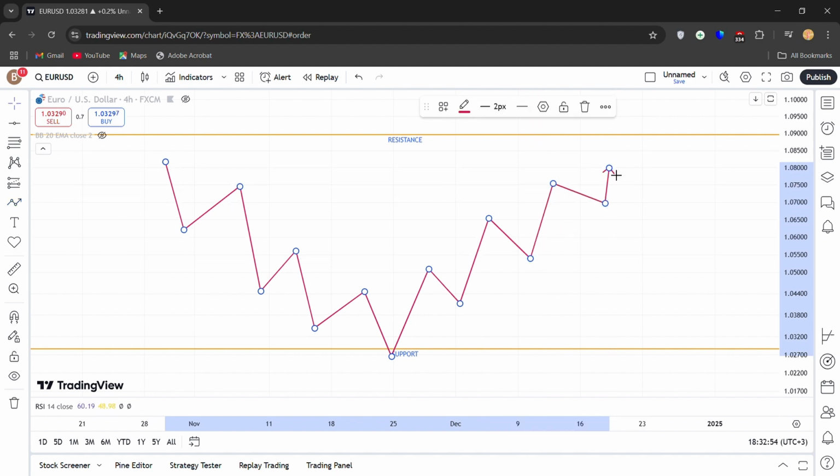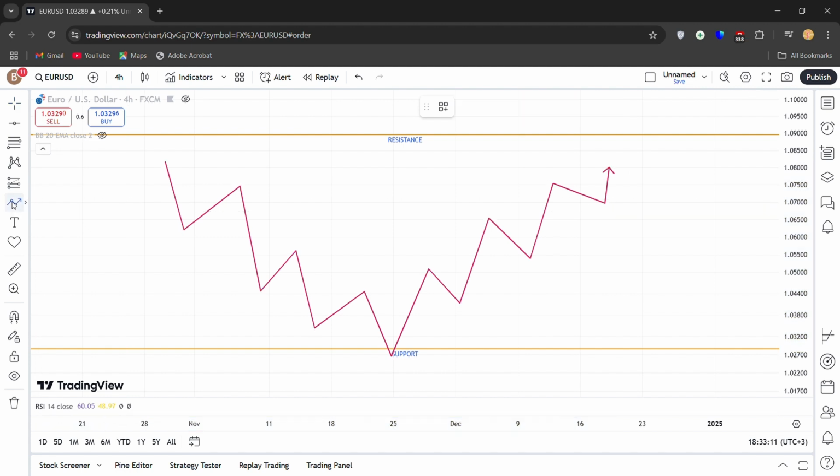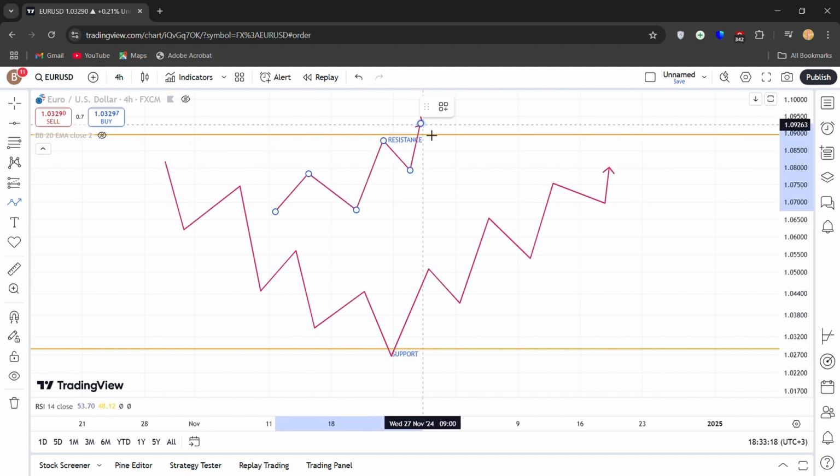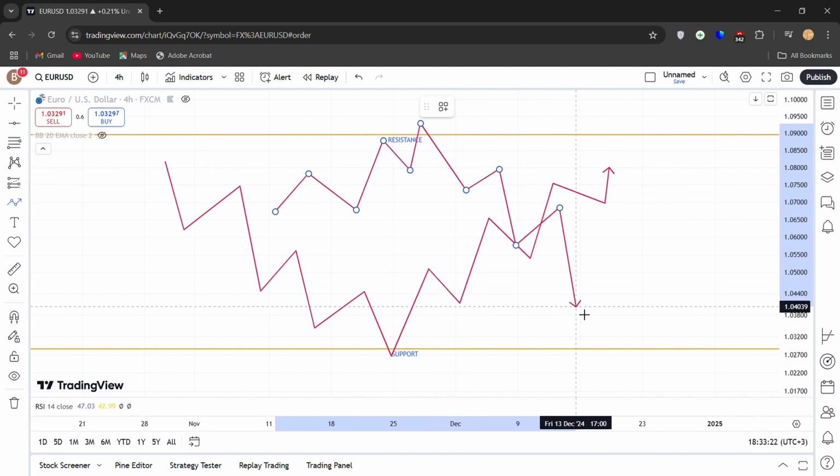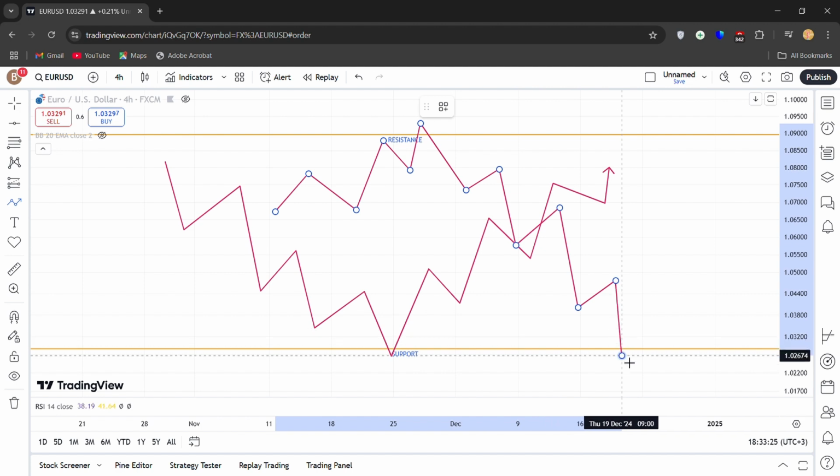Now for resistance, it acts like a ceiling, where an uptrend will tend to pause or reverse and change direction because of too much selling pressure and supply within the market. So when the price, which was in an uptrend, reaches this level, it will reverse direction and show a downtrend. So basically, that is all about support and resistance.